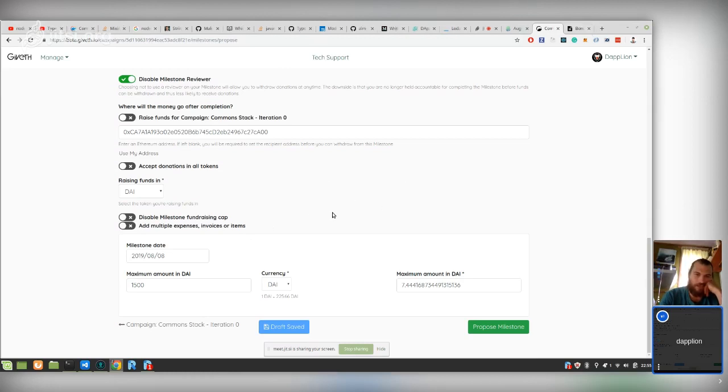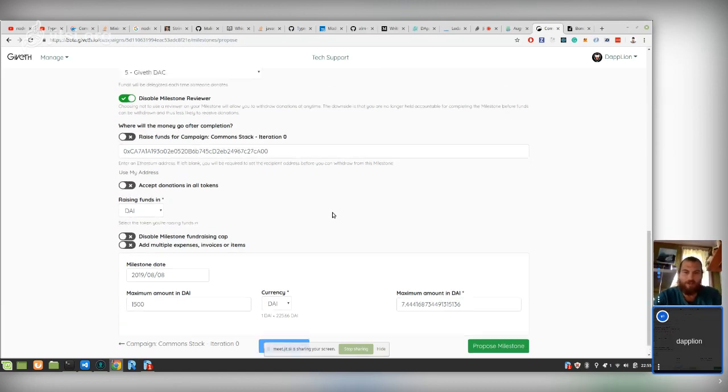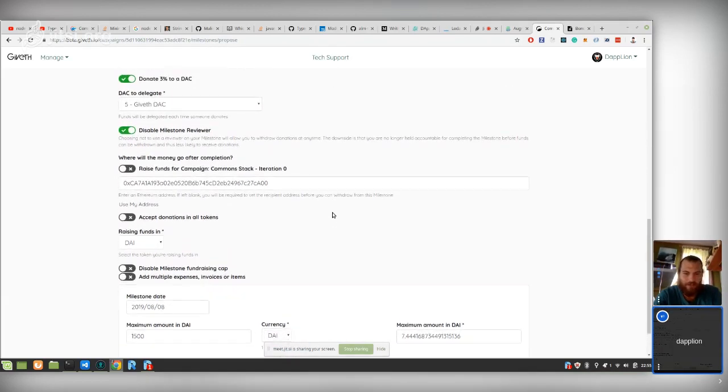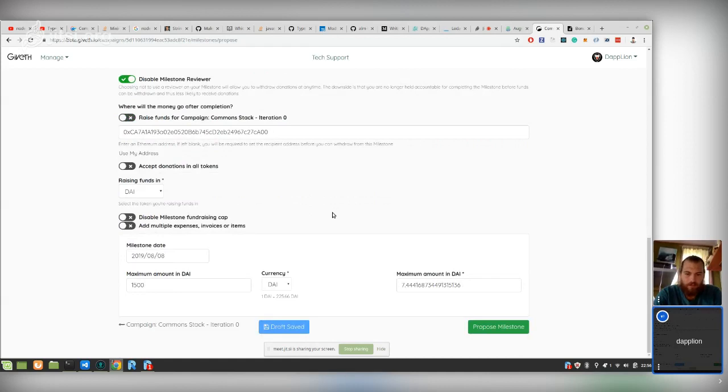Let's see. So what does that mean? What is 1,500 euro divided by 1.2? No, times 1.2. So 1,500 euro is 1,680.